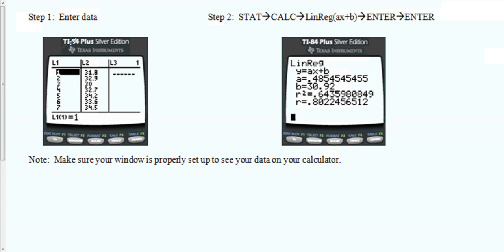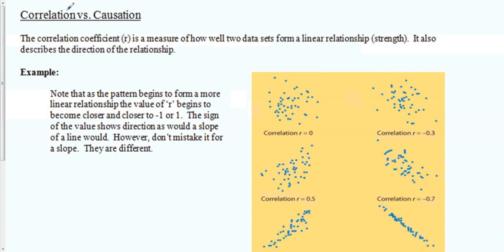So we looked at how to do it on a TI-84. We did it on the Casio as well. Now let's talk about correlation versus causation.